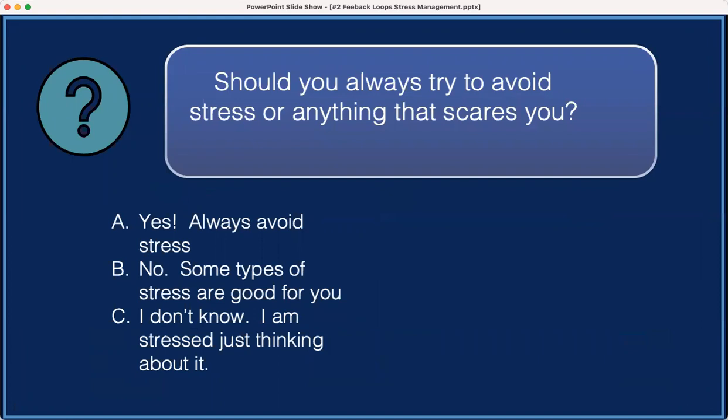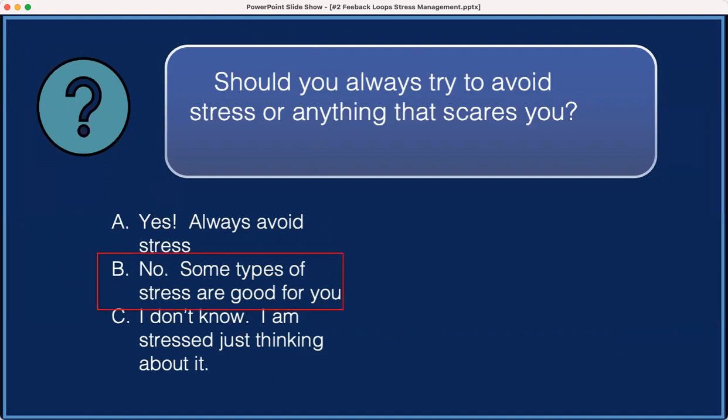All right, let's go back to stress and stress management, thinking about those positive and negative feedback loops. And stress would be part of that negative feedback loop. So should you always try to avoid stress or anything that scares you? A, yes, always avoid stress. B, no, some types of stress are good for you. C, I don't know, I'm just stressed thinking about it.